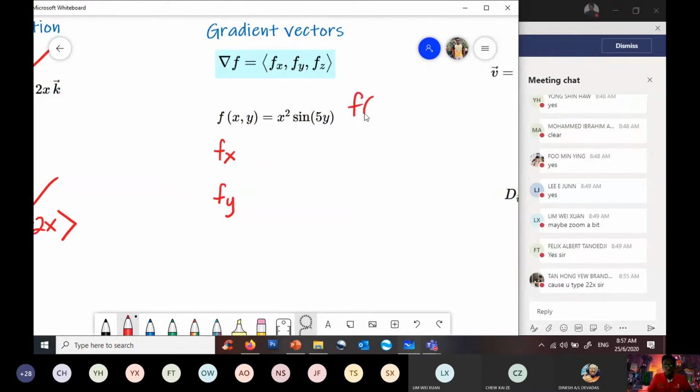If you only have one variable and I ask you to find the derivative, it's simply f prime of x. What else is there? There's only the x direction. But when you have two variables, it can be the x direction, it can be the y direction. So that's why you have two different types of derivatives: the partial derivative with respect to x and the partial derivative with respect to y. So how do you find fx and fy? I believe you have learned it, but I'm still going to recap it.